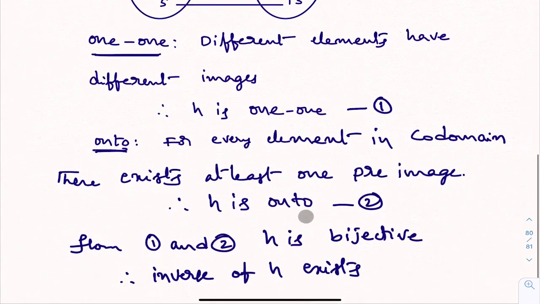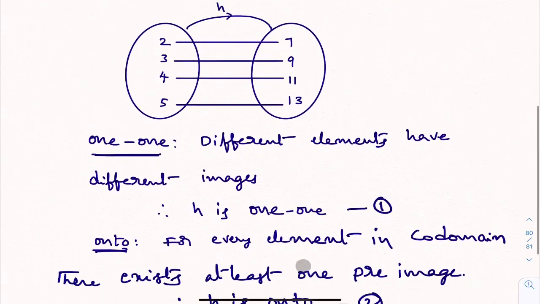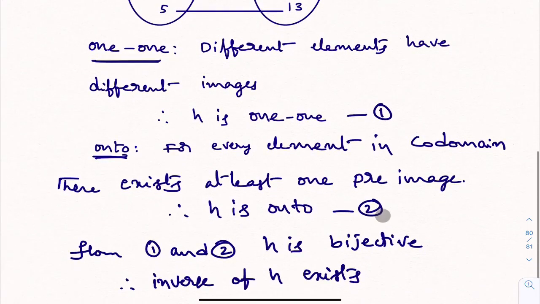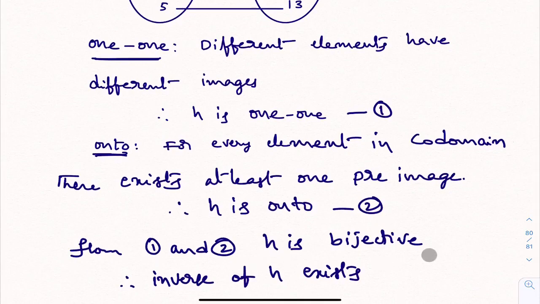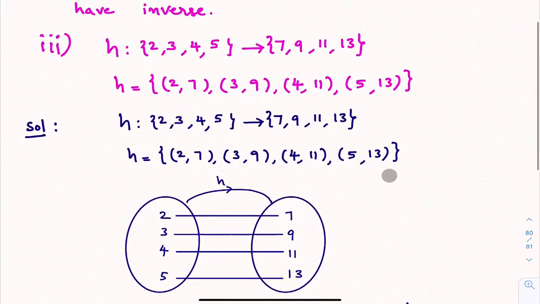Therefore, from 1 and 2, this is a 1-1 function, this is an onto function. From 1 and 2, I can say that this function is bijective. If the function is bijective, then an inverse exists, right?